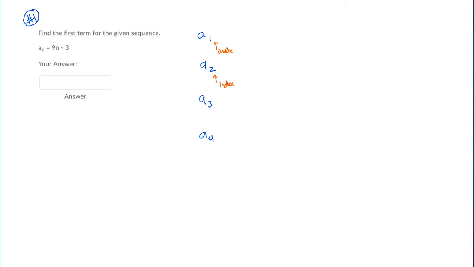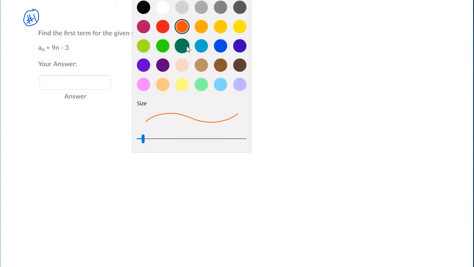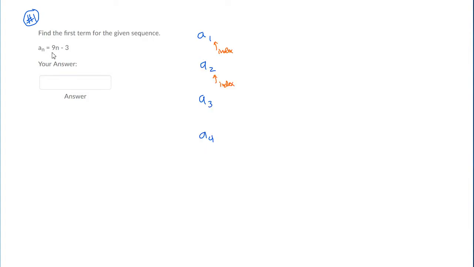becomes part of the formula to compute the value. So for example, they're telling me that this sequence has the formula 9n minus 3. Note that the variable within the formula is the index. In this case, since my index in the first term is 1, we can just use 1 within the formula. So this is 9 times 1 minus 3. This is the formula that gives us the value of the term.